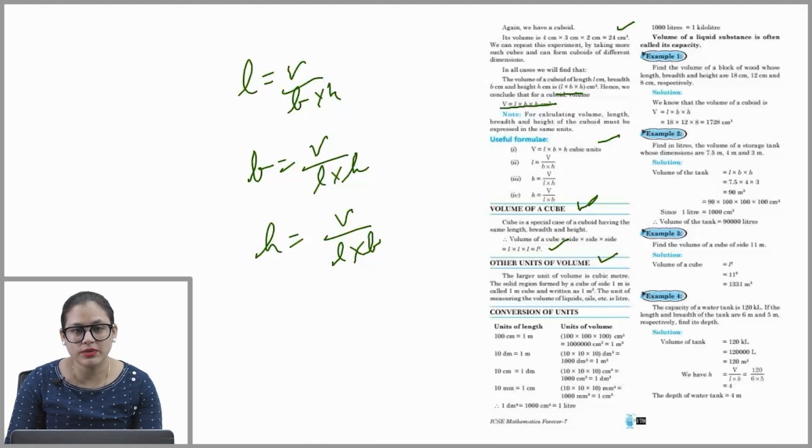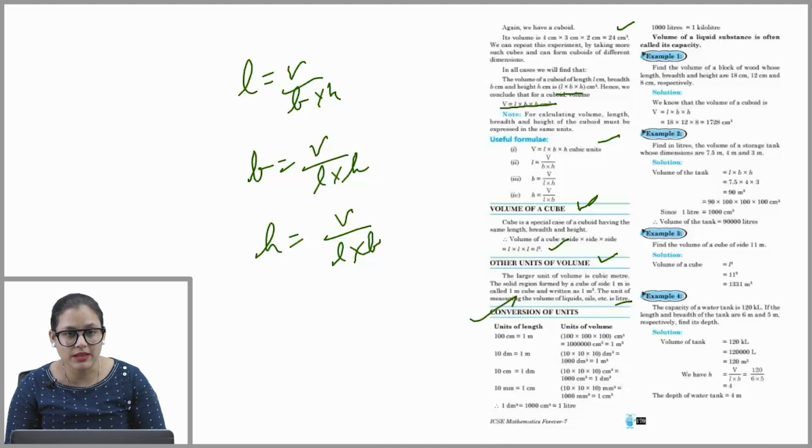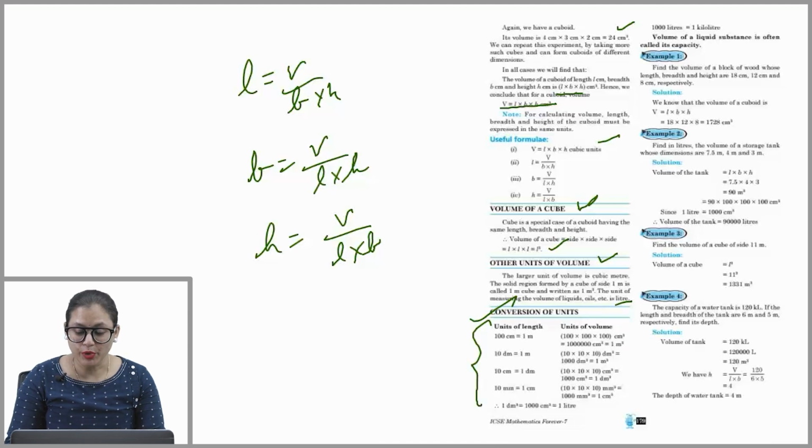Other units of volume. The larger unit of volume is cubic meter. The solid region formed by a cube of side 1 meter is called 1 meter cube and written as 1 meter cube. The unit of measuring the volume of liquids, oil, etc. is liter. Now, the conversion of units of length are given here and units of volume are given here. Remember, the volume of a liquid substance is often called its capacity.